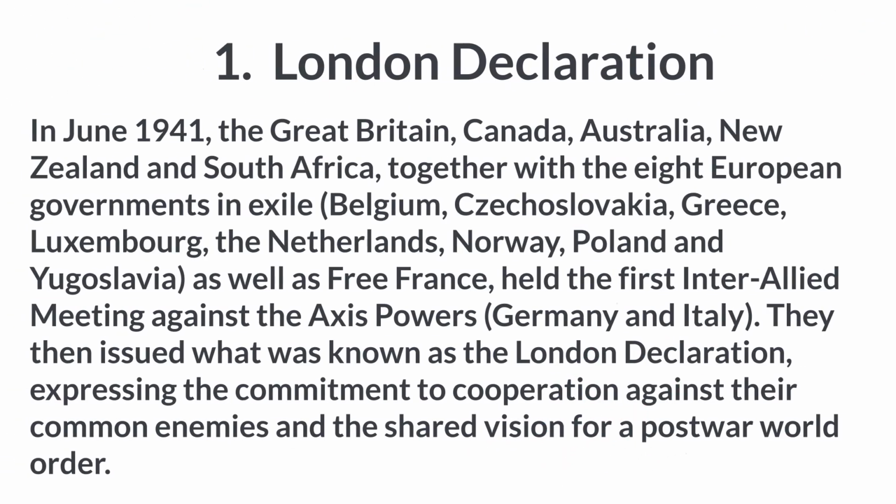1. London Declaration. End of June 1941, Great Britain, Canada, Australia, New Zealand and South Africa, together with the 8 European governments in exile, Belgium, Czechoslovakia, Greece, Luxembourg, the Netherlands, Norway, Poland and Yugoslavia, as well as Free France, held the first inter-allied meeting against the Axis powers, Germany and Italy. They then issued what was known as the London Declaration, expressing the commitment to cooperation against their common enemies and the shared vision for a post-war world order.